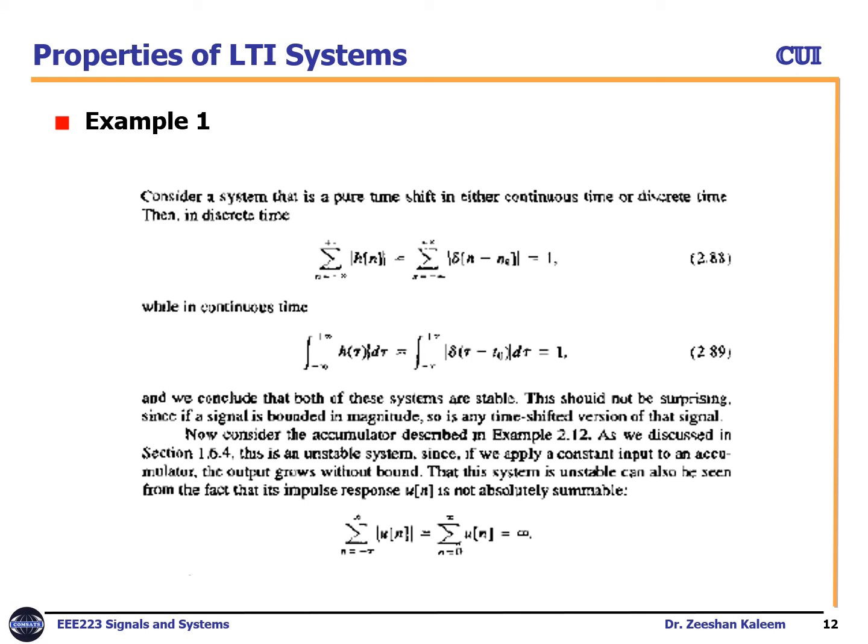Now let's take an example for this BIBO stability. The picture is not very clear, but I think it is clear enough to read the text, right? Consider a system that is a pure time shift, in either continuous time or discrete time. For example, in discrete time, as I mentioned, the condition is the sum of the absolute of h, from minus infinity to infinity, and it should be less than infinity. This is for the continuous case.